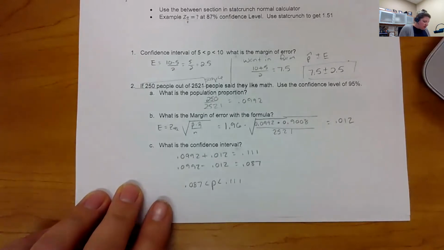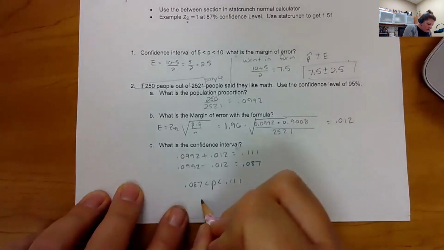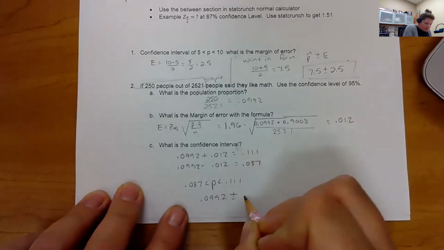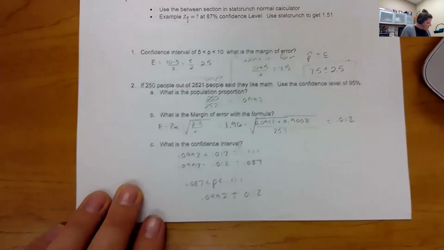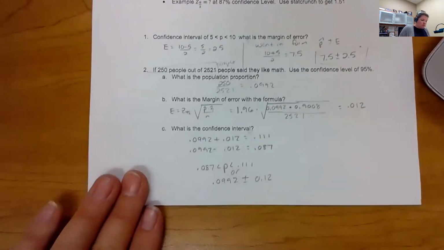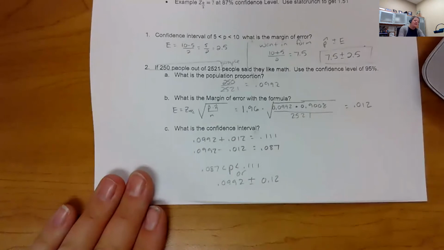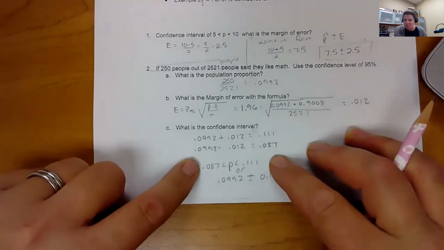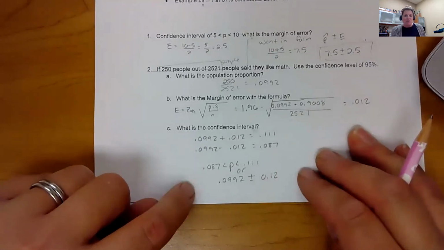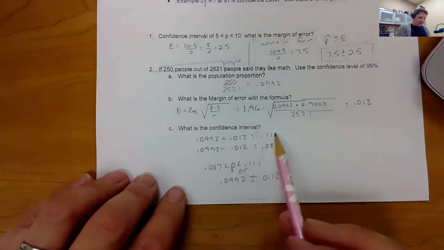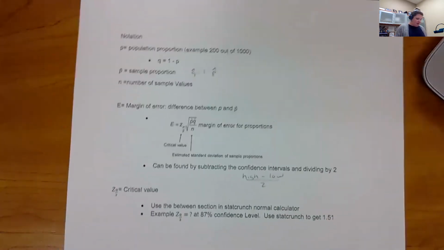All right, we could have written this as 0.0992 plus or minus 0.12. That's just the two ways to write my confidence interval. We typically will see it this way 99% of the time, but I want to make sure you understand that too. Okay, because that's what we did. We added and we subtracted. All right.